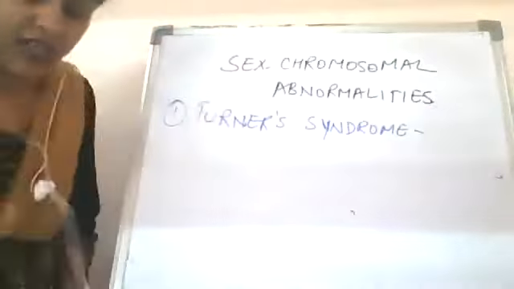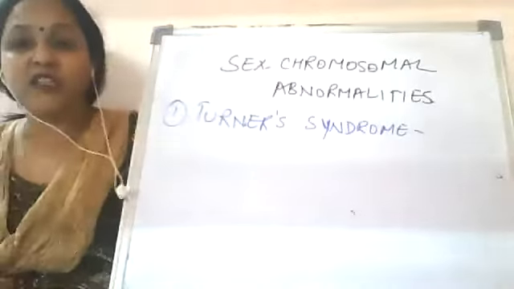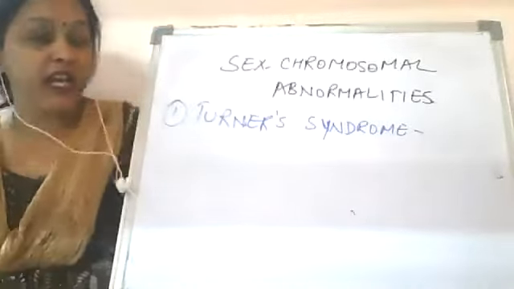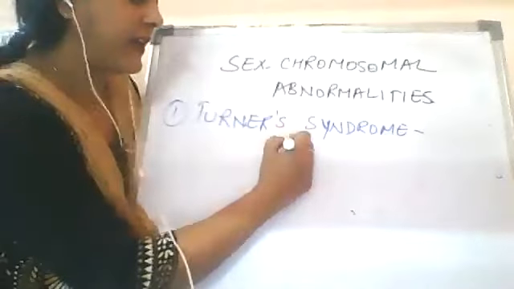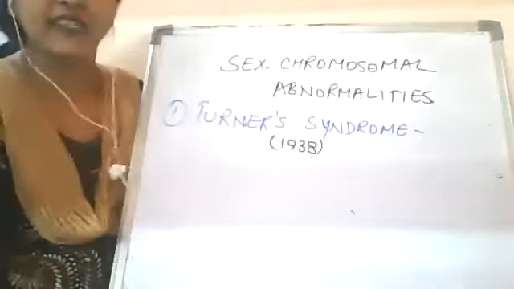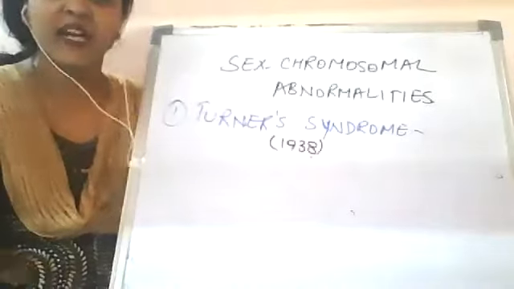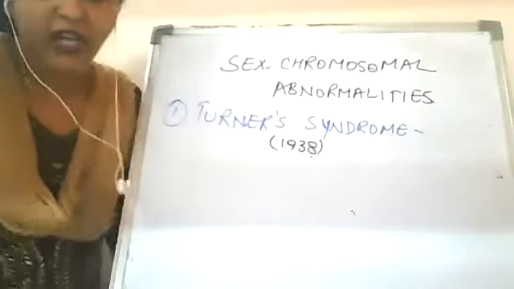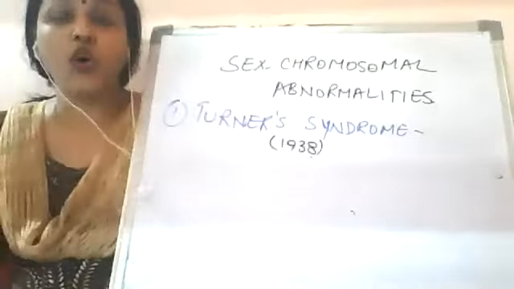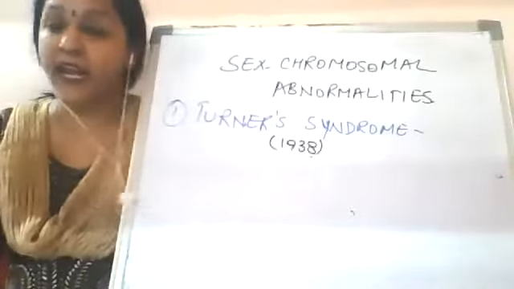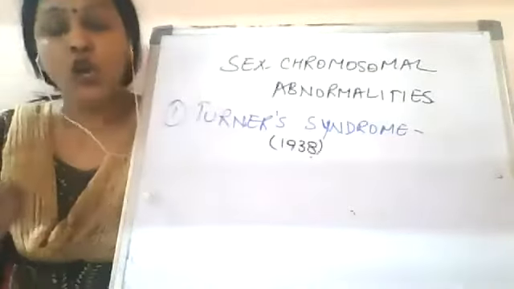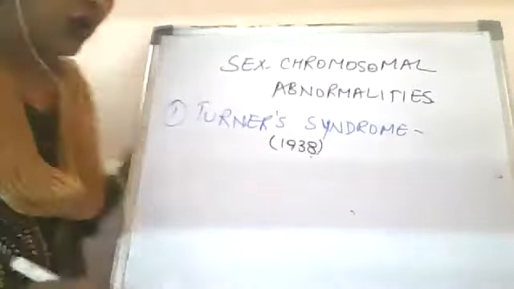Okay, so what is Turner syndrome? Turner syndrome, as the name suggests, was first discovered by Turner in 1938. That is why he gave the name of this disease as Turner syndrome. And what happens in Turner syndrome? It is formed by the union of an allosome-free egg with a normal X sperm of a normal egg.